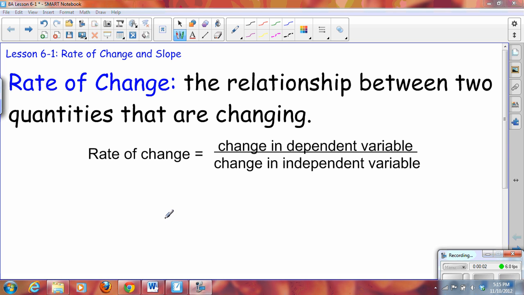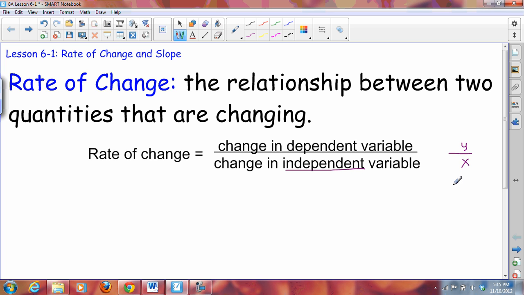Okay, today we're going to do lesson 6.1, rate of change and slope. Rate of change is a relationship between two quantities that are changing. Rate of change is the change in the dependent variable. We've talked already that the dependent variable is y, over the change in the independent variable, and the independent variable is x. The independent variable is the one that you control.